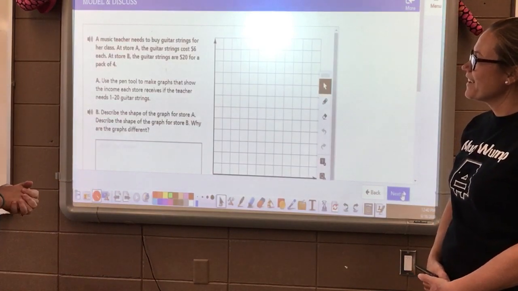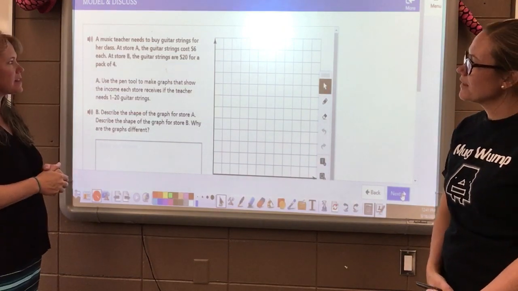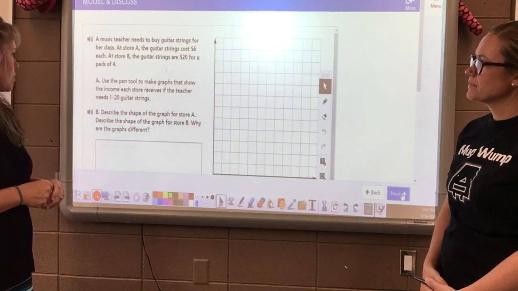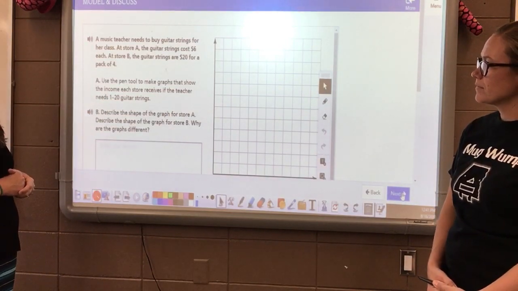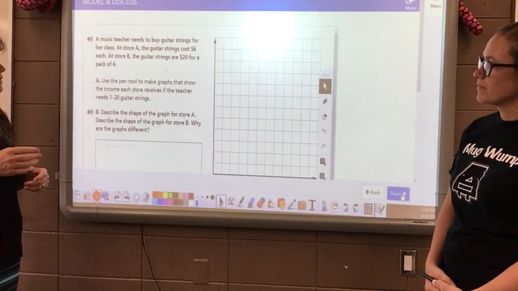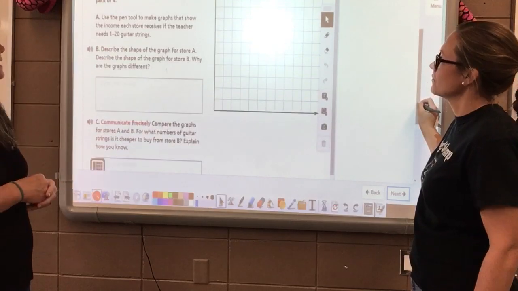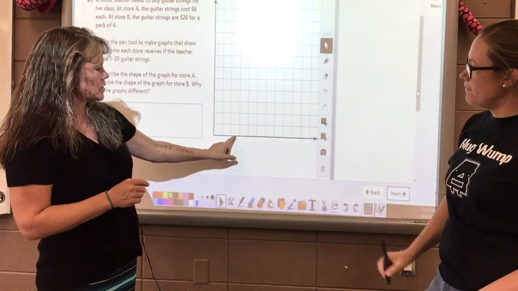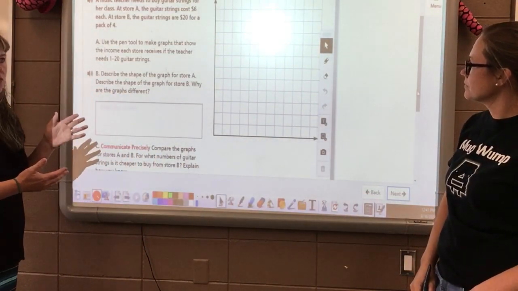Okay. A music teacher needs to buy guitar strings for a class. At one store, the guitar string costs $6. At this other store, it's $20 for a pack of 4. So what we need to do is use the pen tool and make graphs that show the income each store receives if the teacher needs one or all the way through 20 guitar strings. So they give you a little graphing space. You can number it out how you want and maybe use different colors for the different stores.